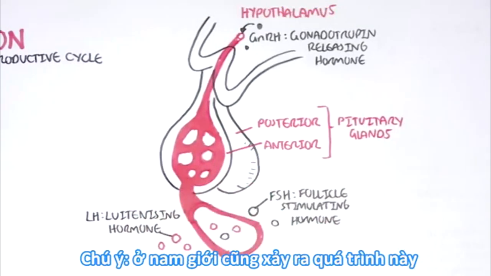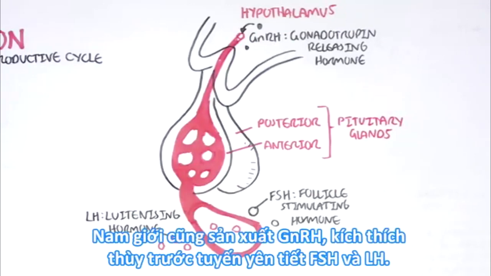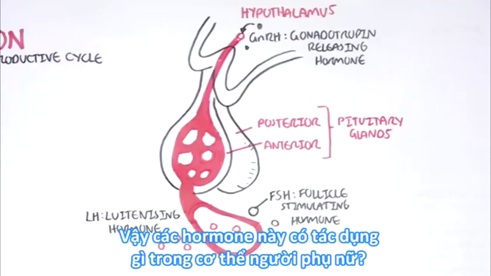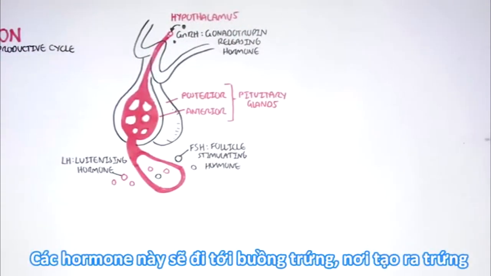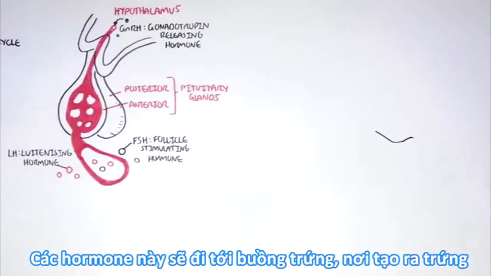Please note that in males, this same process also occurs. Males also produce gonadotropin-releasing hormone, which will cause the anterior pituitary to release luteinizing hormone and follicle stimulating hormone. So what will these hormones do in the female body? Well, these hormones will travel to the female ovaries, where the female eggs are produced.